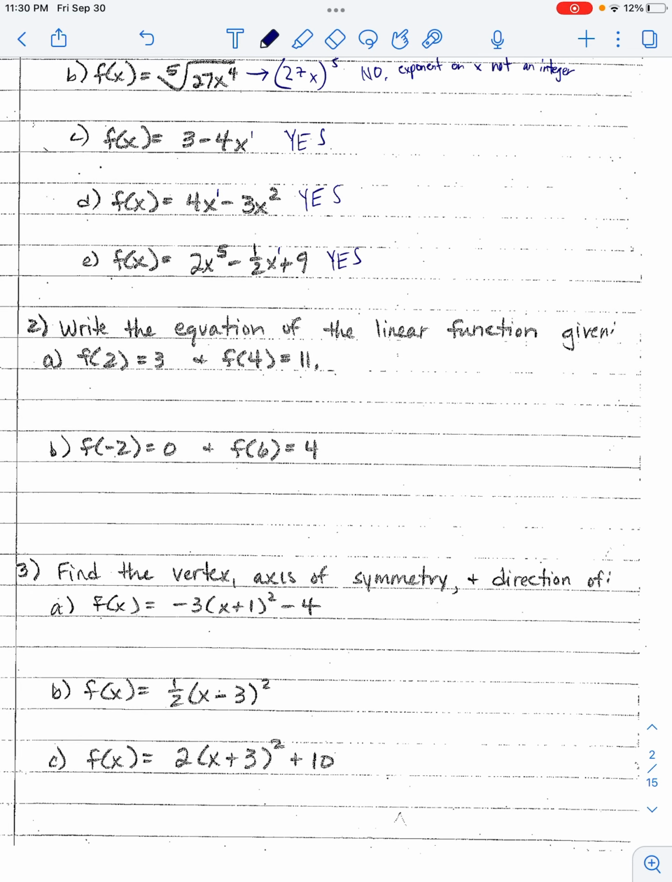All right, number 2, write the equation of the linear function given f of 2 equals 3 and f of 4 equals 11, okay? So hopefully remember from Algebra 1 and Algebra 2 how to write the equation of a line given 2 points on that line, okay?